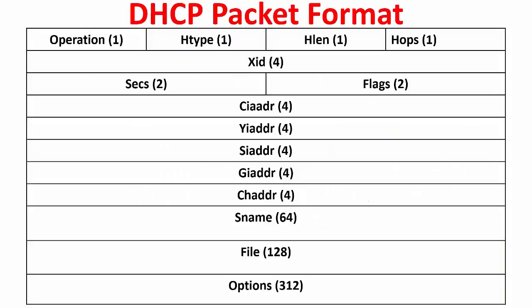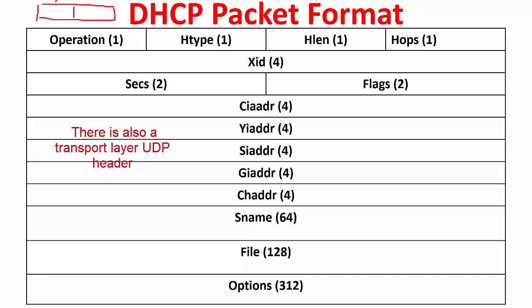So here is the DHCP packet format. What this means is that there is a network layer header, the IP header that we have seen, that is also there in the front. That will have the source as 0.0.0.0, because this host which is starting out may not have an address, and destination as 255.255.255.255, because this is a network layer broadcast. And within this network layer packet, this is the information that is put as part of the DHCP packet.